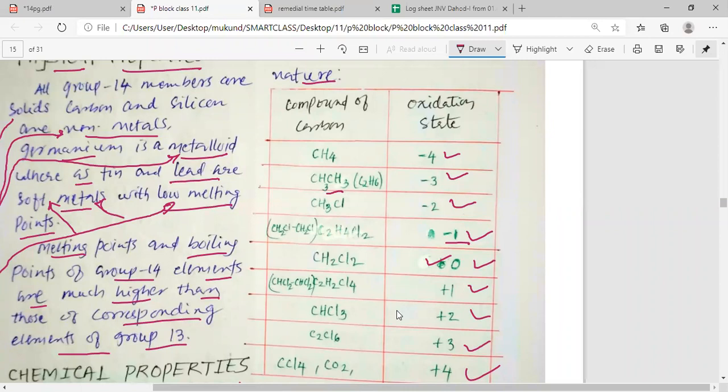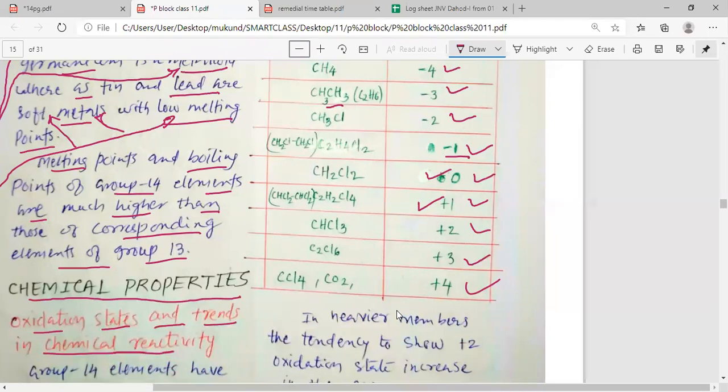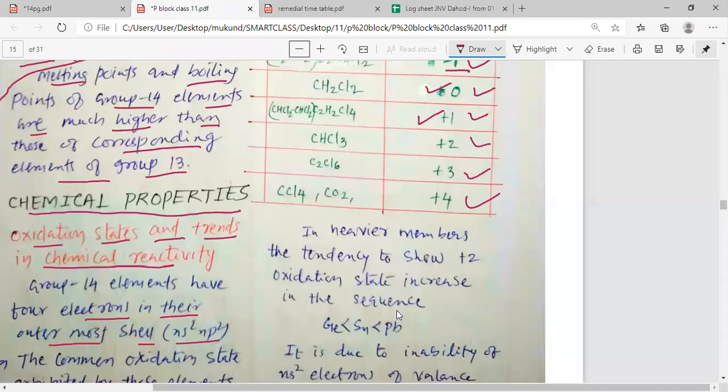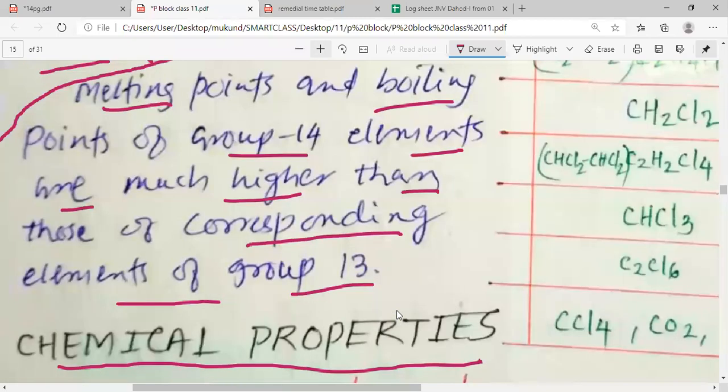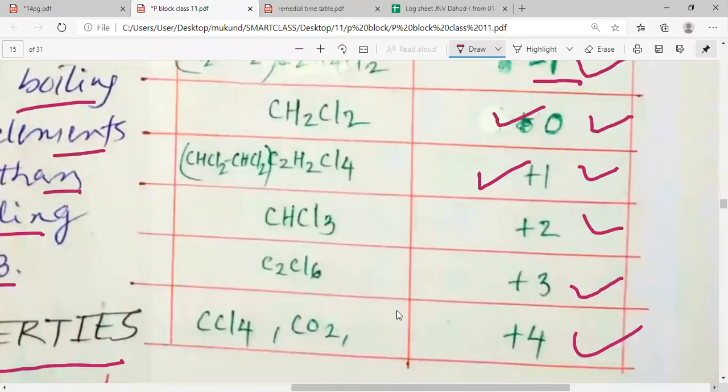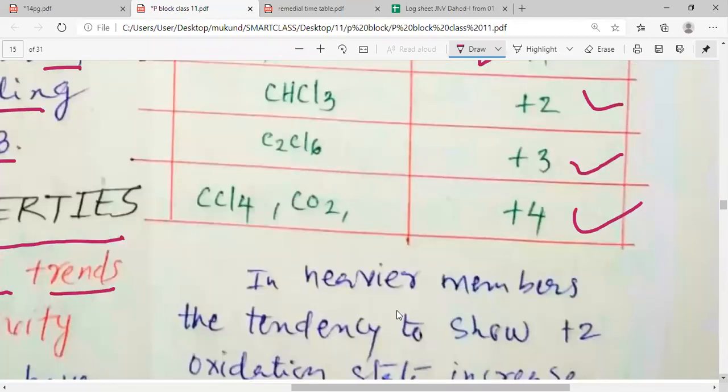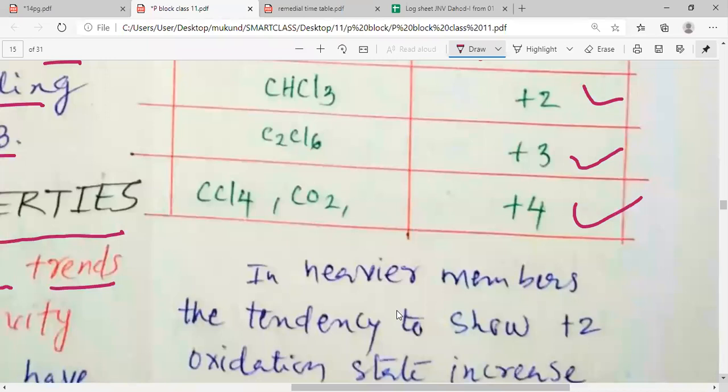In C2H2Cl4, that means 1,1,2,2-tetrachloroethane, carbon has oxidation state +1. In chloroform, carbon has oxidation state +2. In C2Cl6, that means hexachloroethane, carbon has the oxidation state of +3, whereas in CCl4 and carbon dioxide, that is carbon tetrachloride and carbon dioxide, carbon has the oxidation state of +4. So you can see that carbon can have variable oxidation states ranging from +4 to -4.